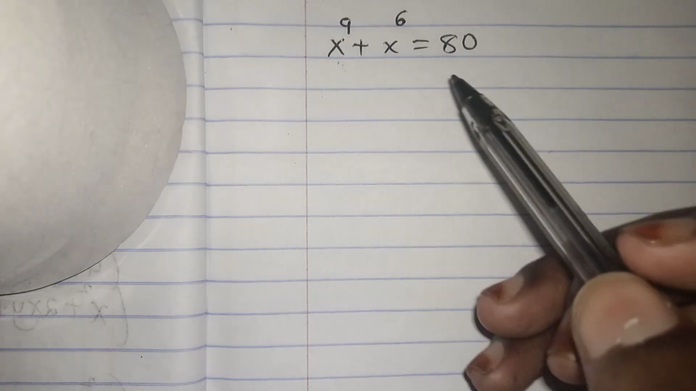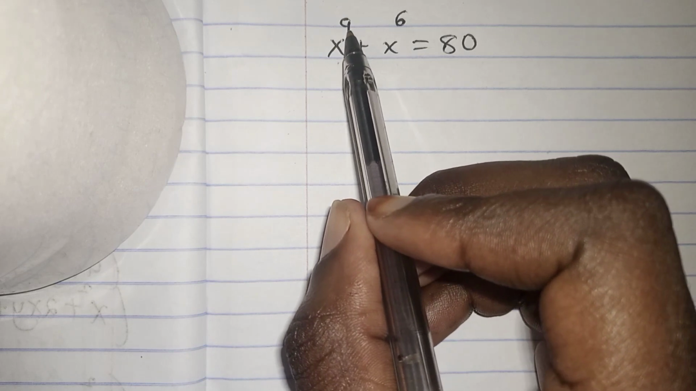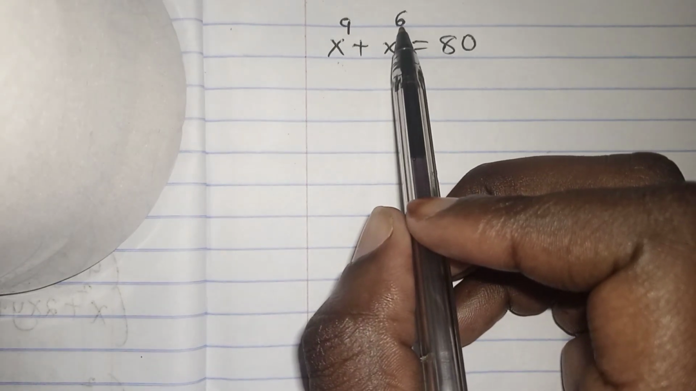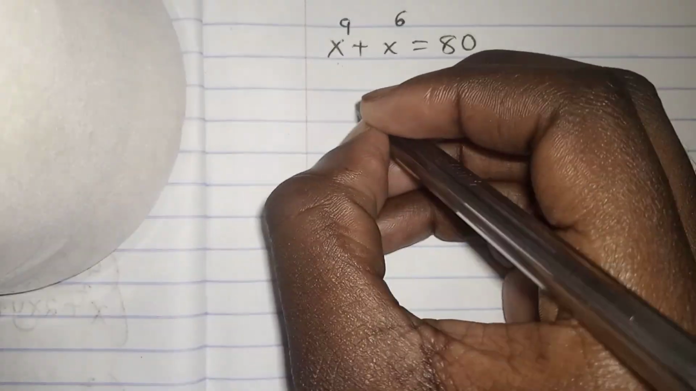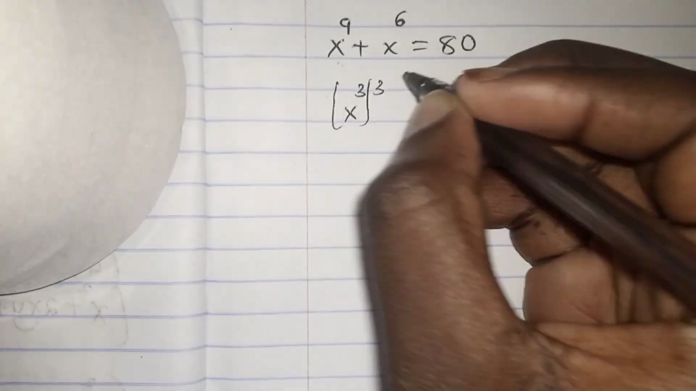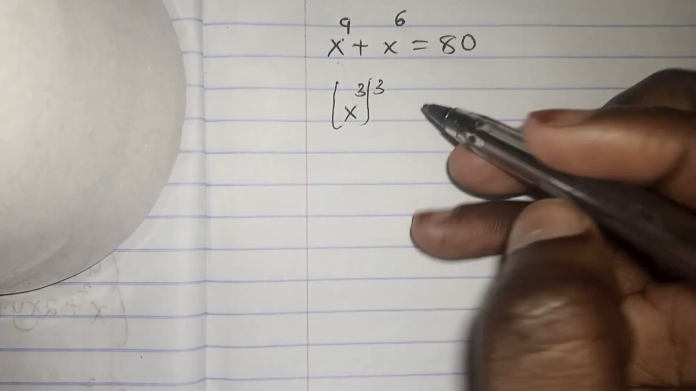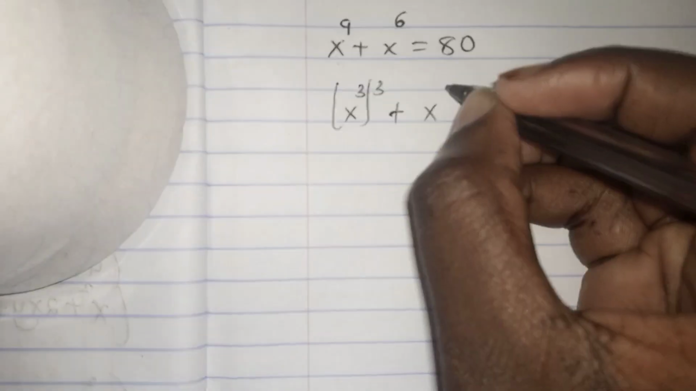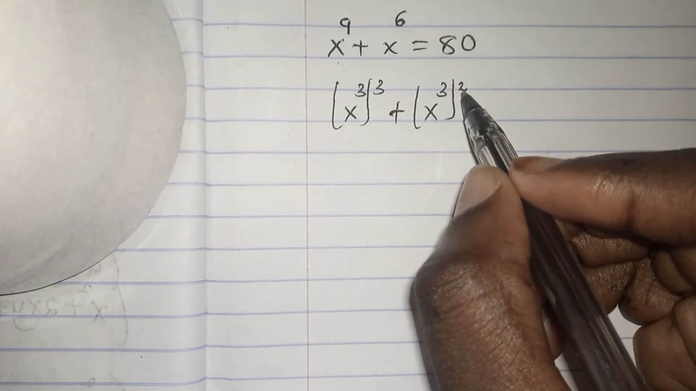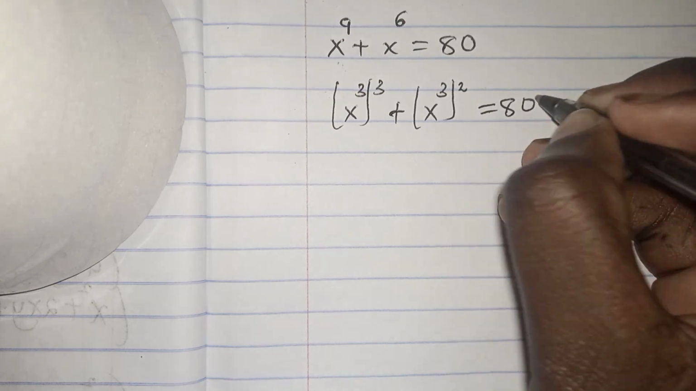So our first step here, we are going to write 9 as 3 times 3, as well as 6 here, which is our exponent, as 3 times 2. So this will be x to the power of 3, all this to the power of 3. When you multiply the exponents, we are getting x to the power of 9 plus x to the power of 3, all this to the power of 2. So when we multiply the exponents, we are getting 6, is equal to 80.